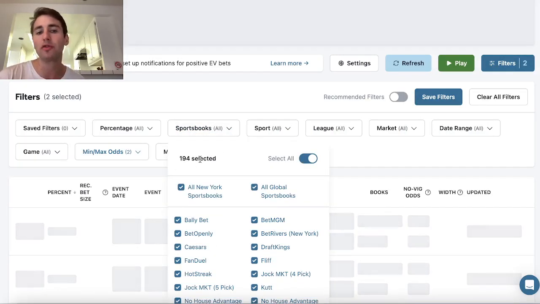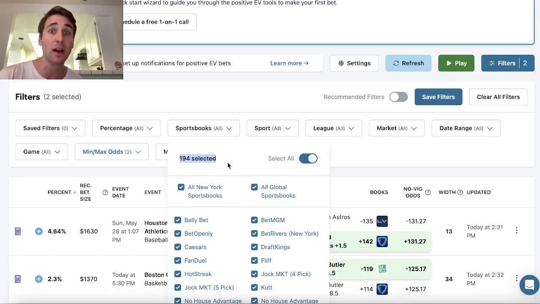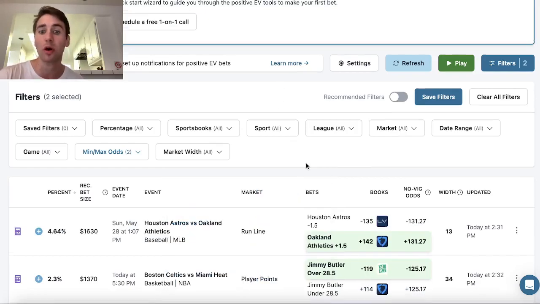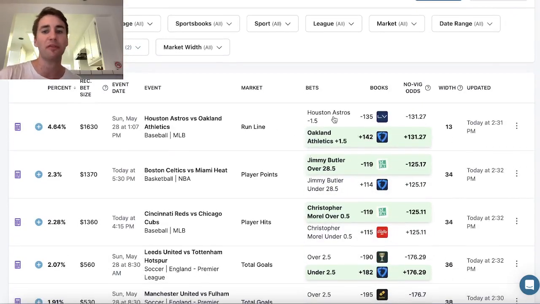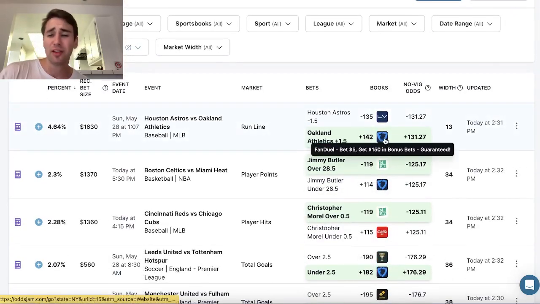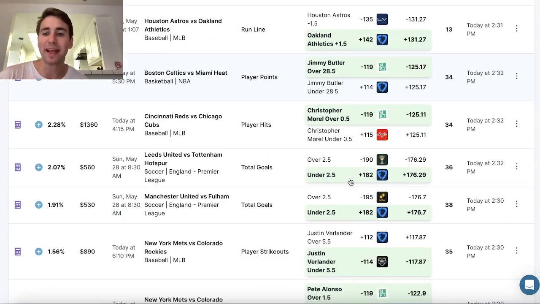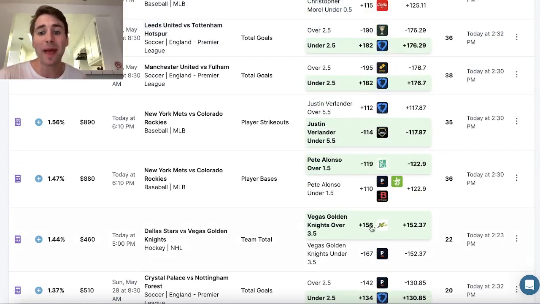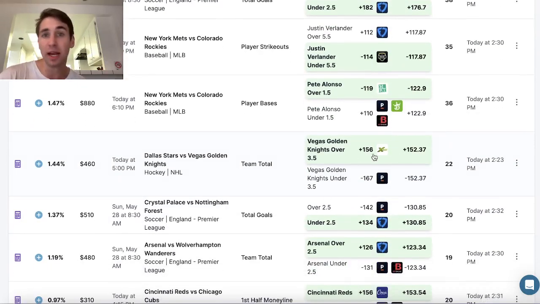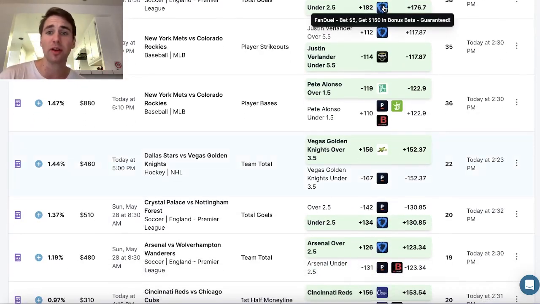There's 194 sportsbooks on OddsJam. There's more than 1,000 sportsbooks across the world. And you can see here, there are profitable bets on, it looks like, FanDuel, Jock Market, all these different sportsbooks. You want to have as many accounts as possible, XBet, all these different platforms. Sign up for them all.